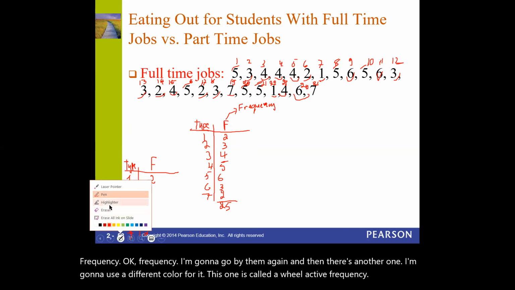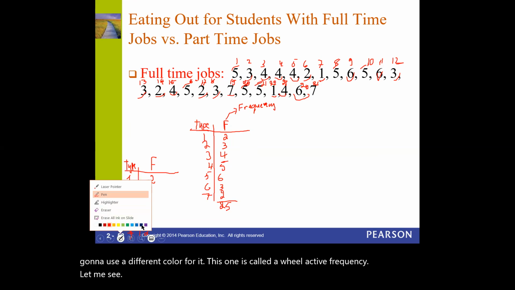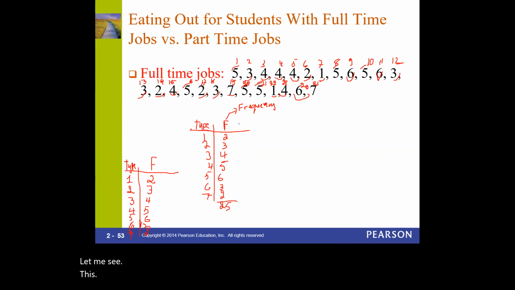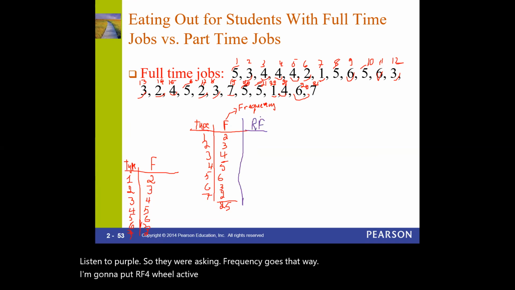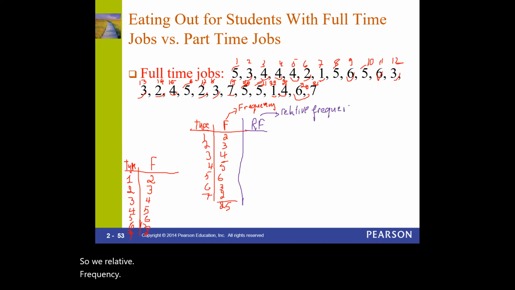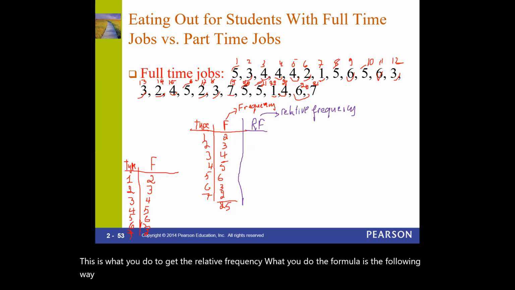Let me see. Different color. Let's do purple. So the relative frequency goes that way. I'm going to put RF for relative frequency. This is what you do. To get the relative frequency, the formula is the following: how many times a number is repeated over the total number of frequency. The formula goes like this.